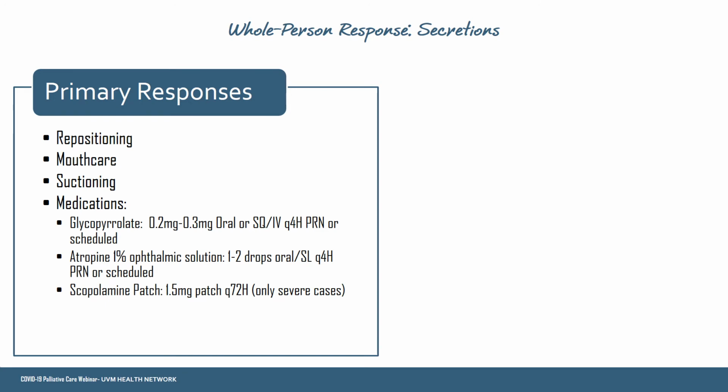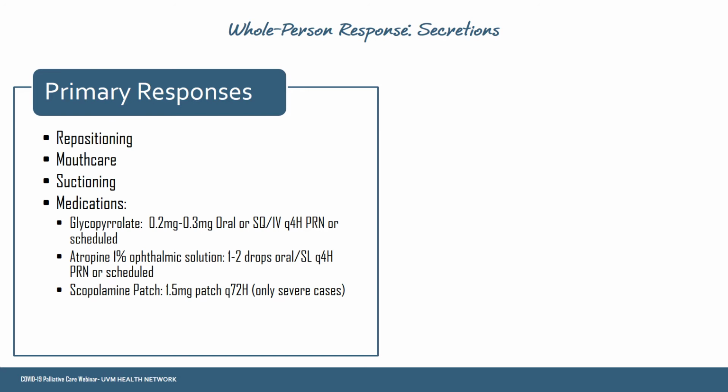Medications do not eliminate secretions unlike repositioning and suctioning, but they can prevent further secretions. We recommend using the following medications: glycopyrrolate, 0.2 milligrams to 0.3 milligrams oral or sub-Q IV every 4 hours as needed or scheduled. This is a good first-line agent as it does not cross the blood-brain barrier and increase delirium.